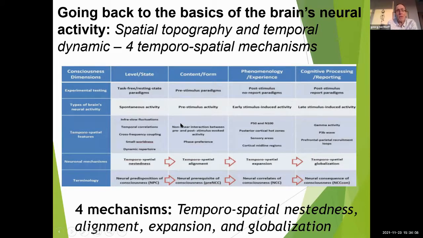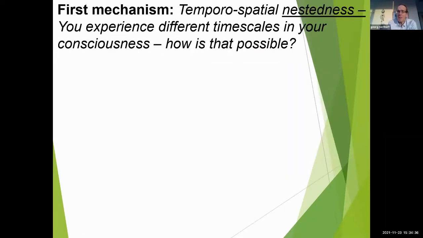Each of these mechanisms has its specific neuronal signs, features as defined here, and they cross the boundaries between spontaneous, pre-stimulus, early stimulus, and late stimulus activity. And they can be tested. Each of these mechanisms can be probed and tested by different designs. So let me try to explain the first mechanism a little bit, so that you get a little bit more idea what I mean by that.